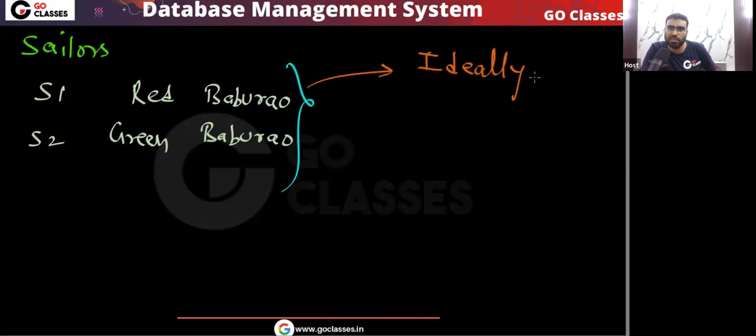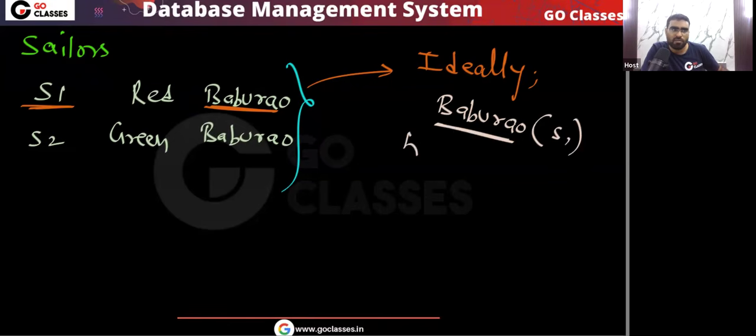Ideally, the first Babu Rao should be in the output, because this Babu Rao is booking red bot but not green bot. Look at the first Babu Rao, S1. Yes or no? Ideally this Babu Rao, because of S1, must be in the output, because this first Babu Rao is booking a red bot but not a green bot. So ideally this would happen.